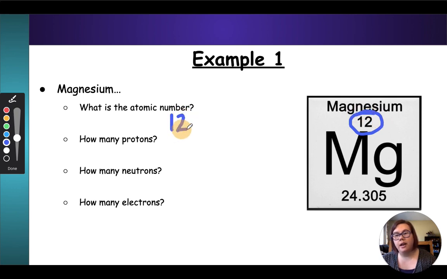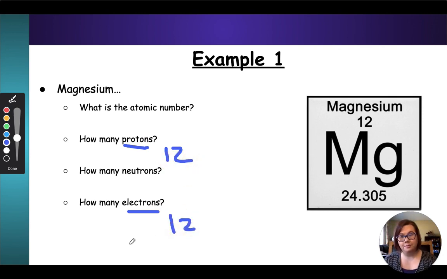The writing will disappear after a couple of seconds, so feel free to pause and go back if you need to. But the atomic number of 12 also tells us our number of protons and electrons. So we have 12 protons and 12 electrons.